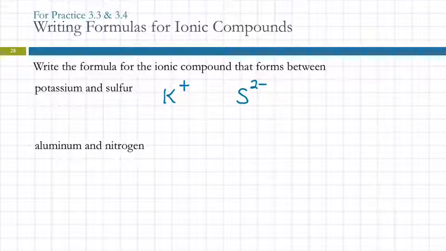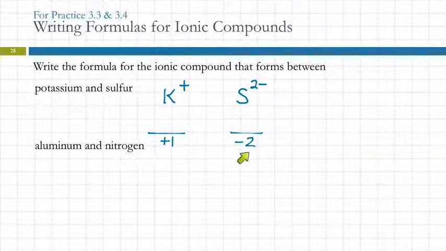So one approach is to just sort of keep a running total here. How many positive charges do we have? Well, we've got +1 from the 1 potassium ion, and we have -2 over here from the 1 sulfide ion.